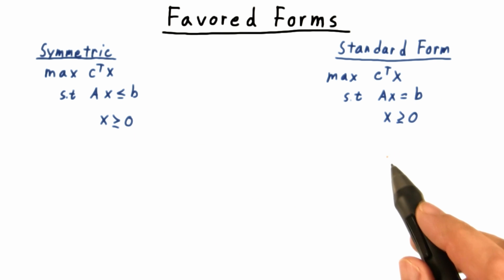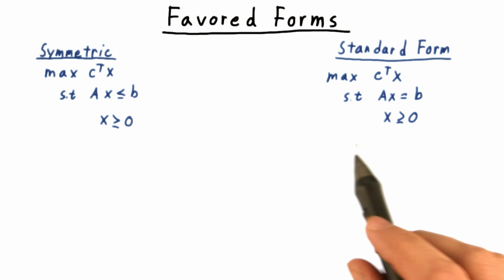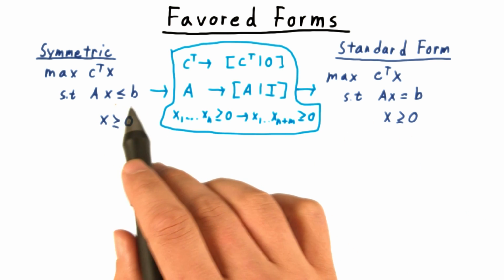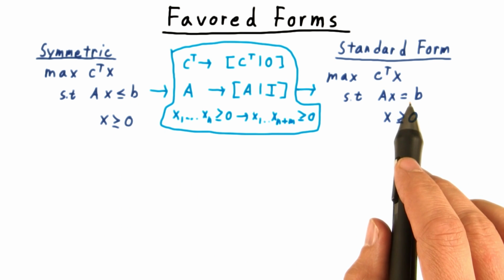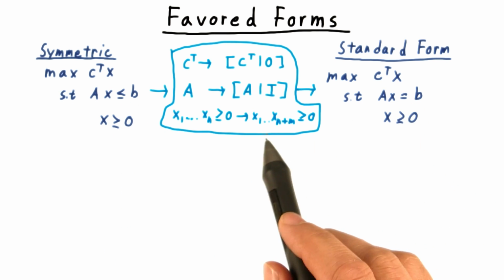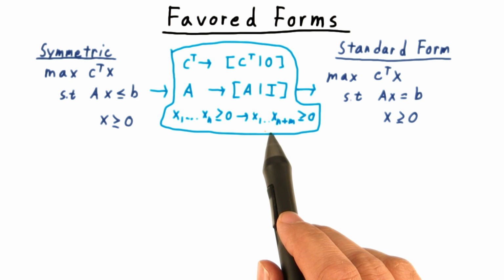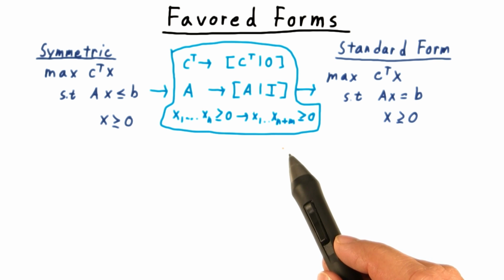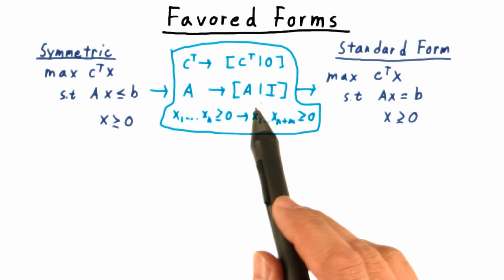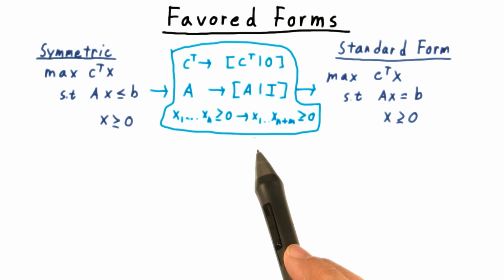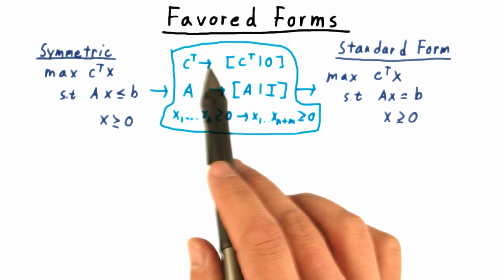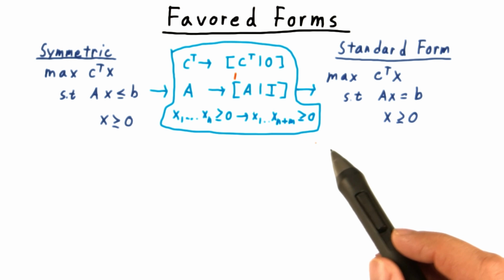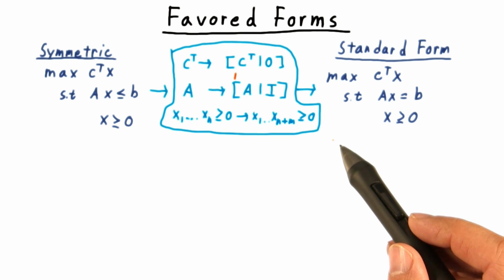To better understand the relationship between these two forms, I'm going to write the standard form in terms of the symmetric form. To convert the m inequalities to equalities, we introduce m slack variables, x_{n+1} through x_{n+m}. And of course this means that we need to augment our matrix A as well, so that the slack variables can do their job. And c also needs to be augmented so that we can multiply it with the new x without changing the value of the objective function.